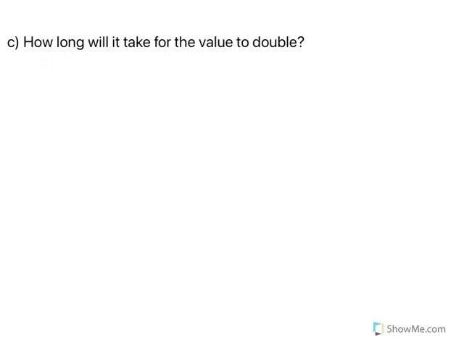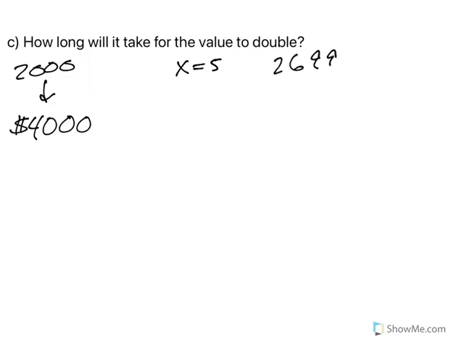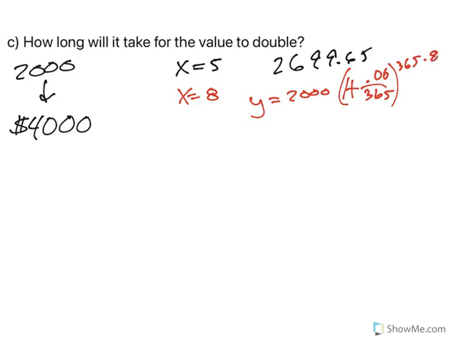How long will it take for that to double? Well, if I started with 2,000, doubling means I want my ending amount to be 4,000. We know when the time is 5, we're at $2,699.65. So we need something bigger than 5. Well, what about 8? Same formula, in case you have forgotten: 2,000 times 1 plus 0.06 divided by 365, raised to 365 times 8. That yields 3,232. It's too small.